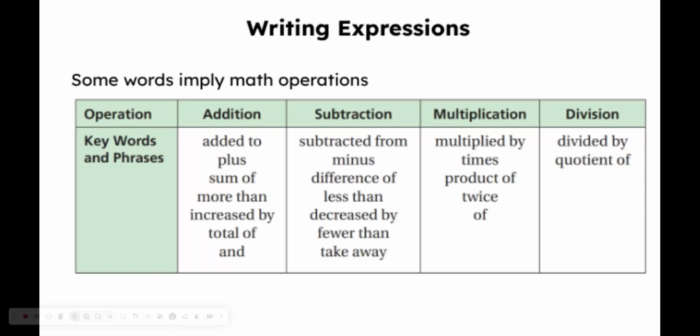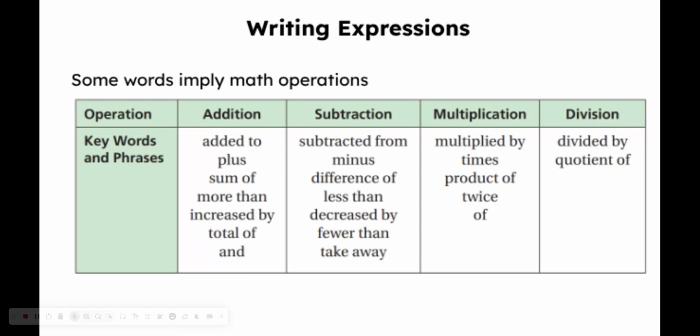So when we're writing expressions, there are some words that imply math operations. They're not always going to be exactly this, but these are some guides to help you. So for addition, we have added to, plus, sum of, more than, increased by, total of, and then the word and. Subtraction is usually going to be subtracted from, minus, difference of, less than, decreased by, fewer than, or take away.